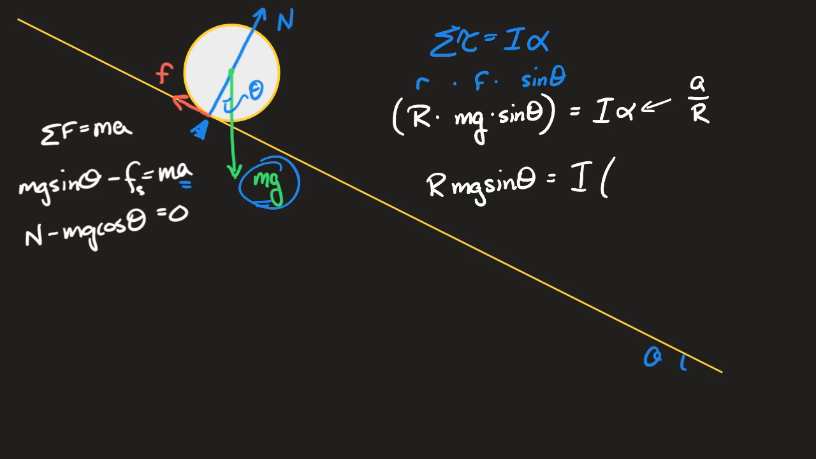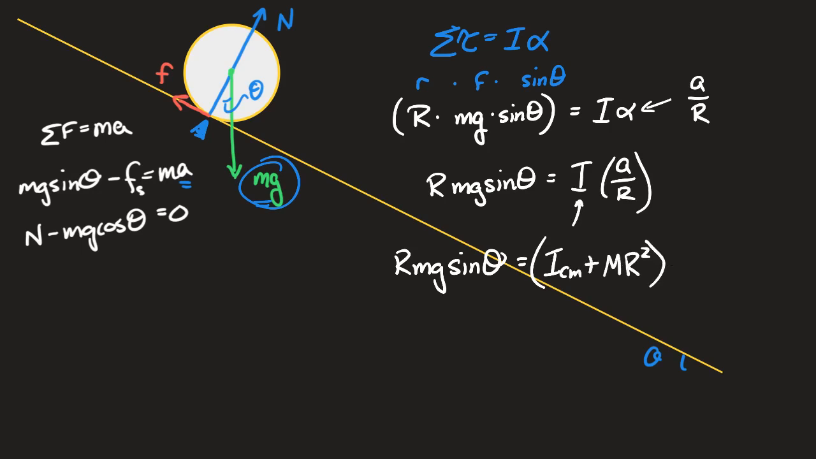Now, here's the tricky part. First, this I isn't the moment of inertia of the object about its center. This I has to be the moment of inertia about the pivot point, which for every rolling object will have the same form. It's going to be I center of mass plus m radius squared. It has to be. We're shifting the pivot point from the center of mass to the edge. And that's still got to be a times r.